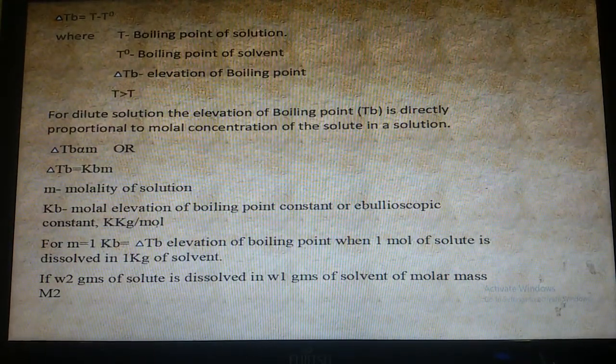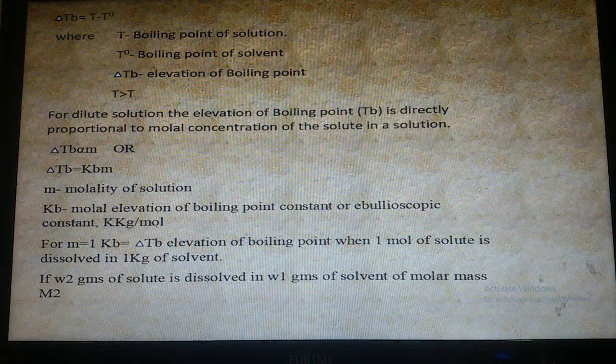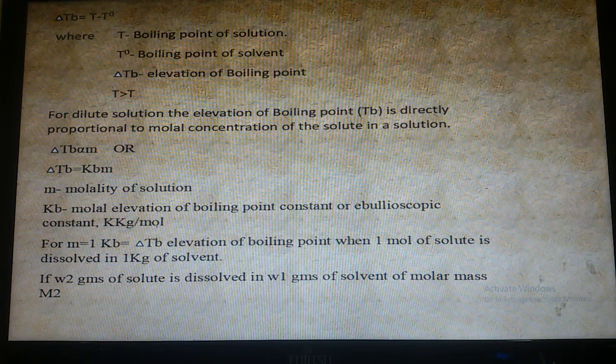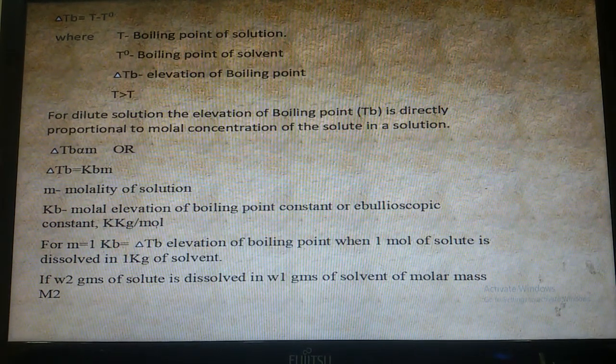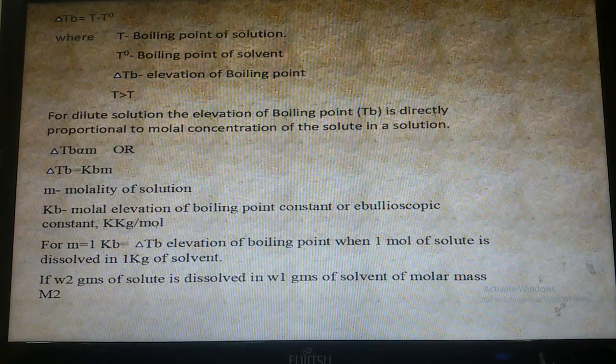Delta Tb is equal to T minus T0, where T is the boiling point of the solution and T0 is the boiling point of the pure solvent. T is greater than T0. Delta Tb is the elevation of boiling point. It is the difference between the boiling point of the solution and the pure solvent. Experiments have shown that for a dilute solution, the elevation of boiling point delta Tb is directly proportional to the molal concentration of the solute in the solution.